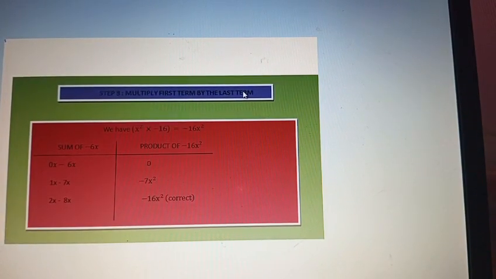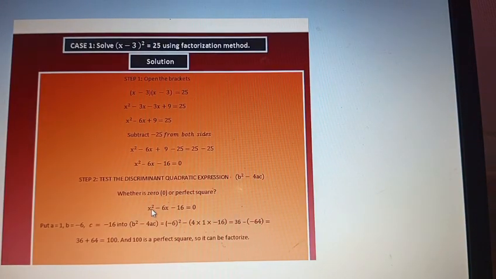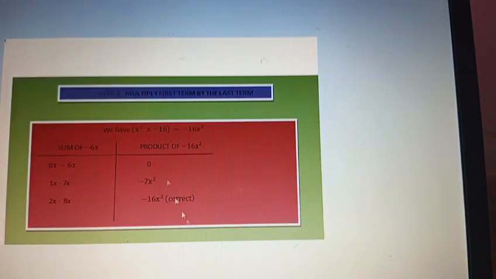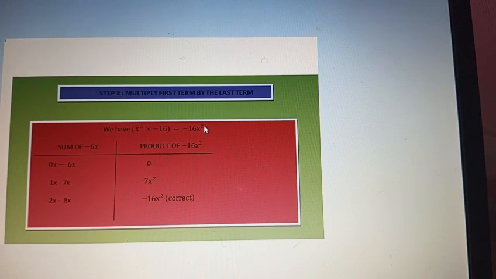Multiply the first term and the last term together. What is our first term here? Our first term here is s squared. Our second term is minus 6s, and our third term is minus 16. So we are going to multiply this s squared by minus 16, and that will give us minus 16s squared.